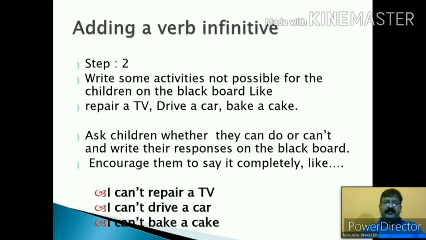Children, can you repair a TV? Encourage them to answer you in full form, like I can't repair a TV. Children, can you drive a car? No, I cannot drive a car.